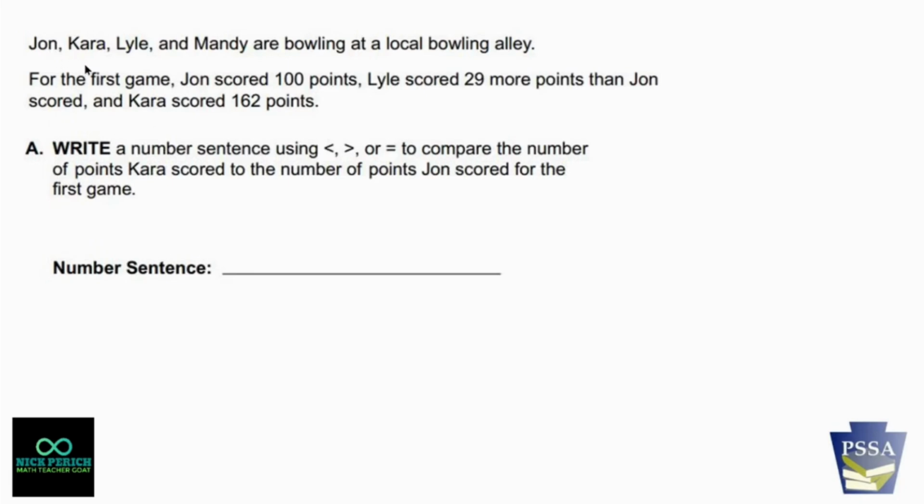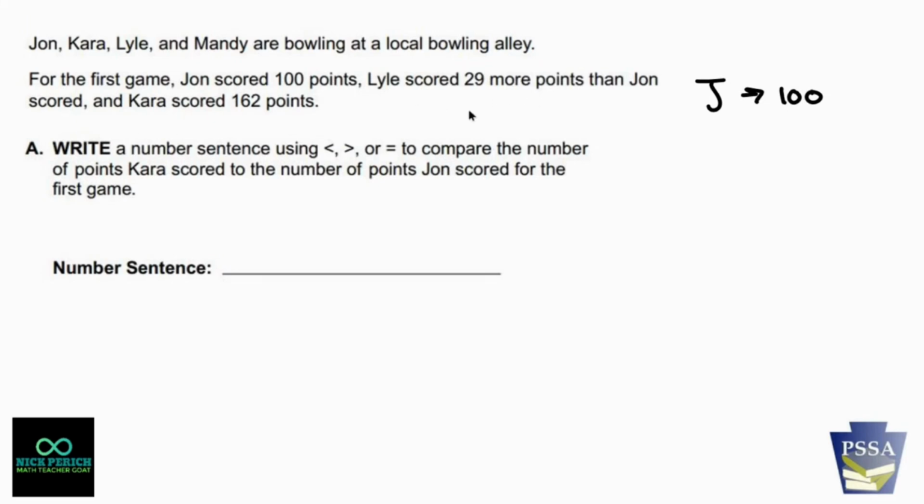Now, John, Kara, Lyle, and Mandy are bowling at a local bowling alley. For the first game, John scored 100 points. Lyle scored 29 more points than John scored, and Kara scored 162 points. So let's actually go off to the side and write down all 3 people that we care about. We care about John, Lyle, and Kara. We don't seem to care about Mandy. Sorry, Mandy. So John is 100 points. So let me write that off over here.